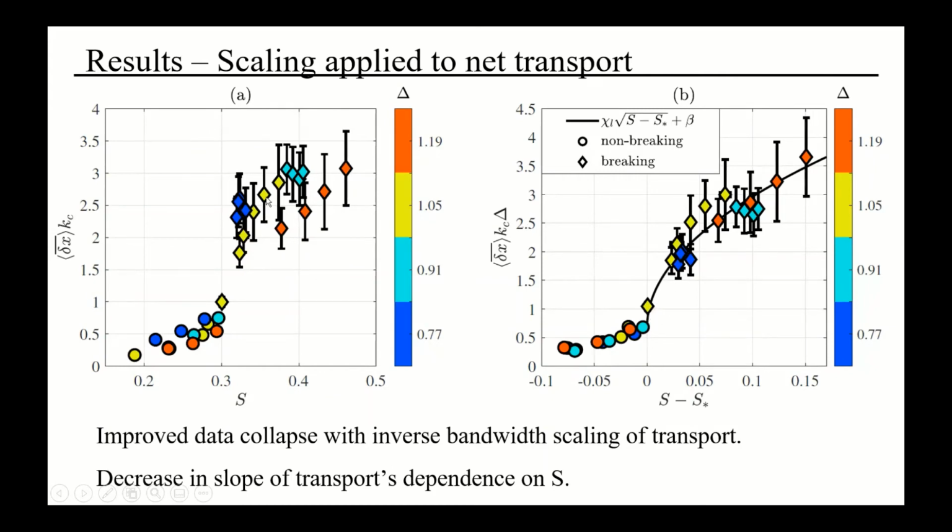So especially in these cases with these narrow banded wave packets, they are sort of brought into line with the wider bandwidth wave packets. And what this does is basically corroborate to some extent our model. In particular, it corroborates the inverse dependence of the transport on the bandwidth, because most of this data collapse that we're observing here comes just from multiplying the transport by the bandwidth.